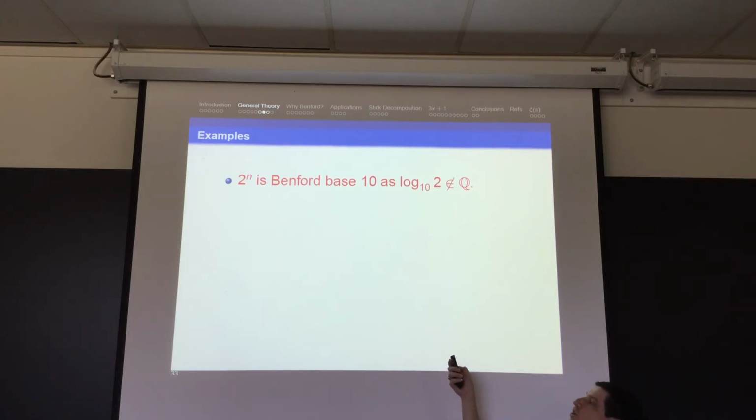And the proof is just, well, the log of 2 base 10 is irrational. So if I look at 2 to the n, if I look at the logs, I get n log of 2 base 10.